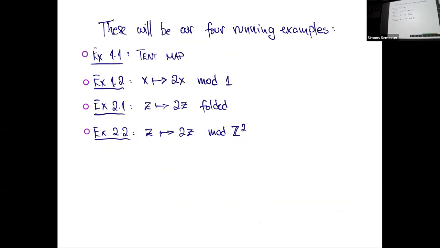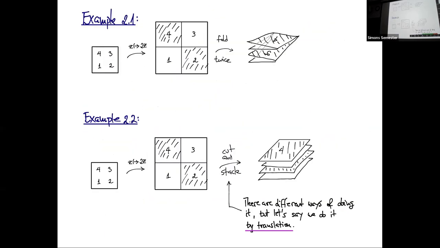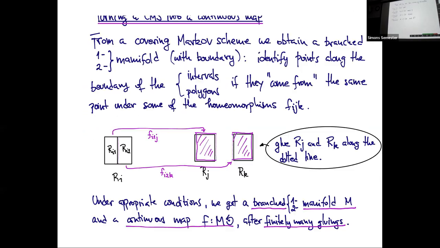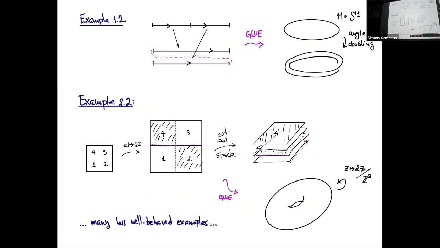The first two examples were continuous, so there's nothing to do there. But the other two are not continuous, I mean, you have this break here. But then what you do is you take your original space and you glue this point to this point to make this a continuous map. And then you get the usual circle with the doubling map on the circle now.